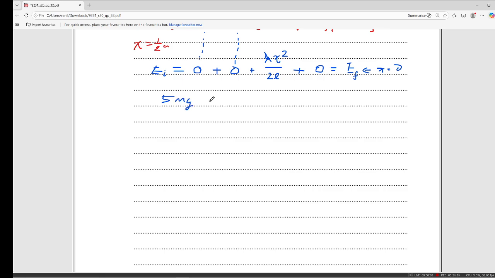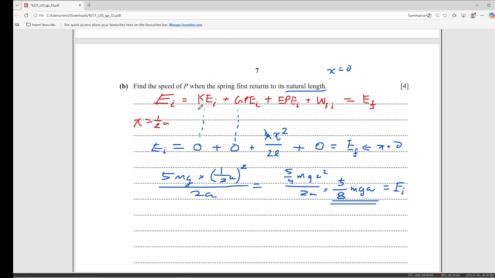Lambda equals 5 mg, multiplied with the extension, which is 1 by 2a, the whole square, the whole divided by 2 times a. That will be giving me 5 by 4 mga square divided by 2a, which is equal to 5 by 8 mga. Okay, this is my initial energy, Ei. Now let's work out the final energy.